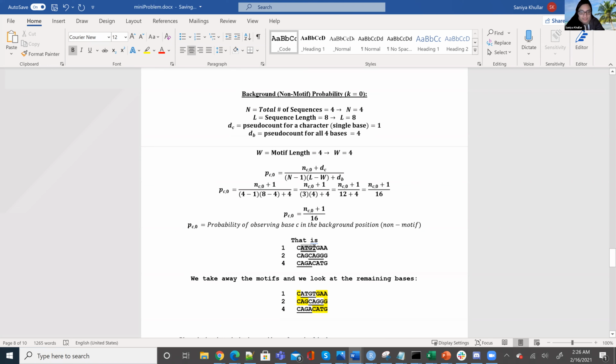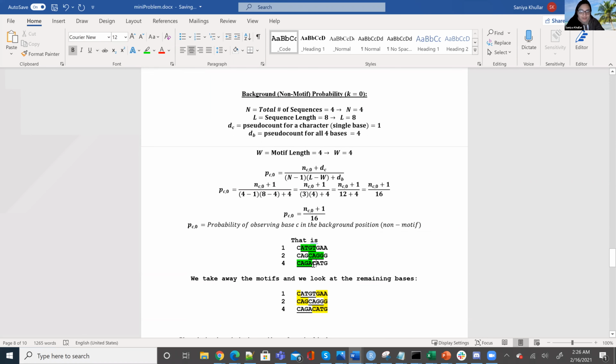So this is ATGT, this is CAGG, and then this is CAGA. These were the motifs we identified. Before, again, these were what we had identified as our motifs, and now everything else is the background. Everything else is kind of happening behind the scenes. It's not the motif for these 3 sequences. So whatever remains will be the background.